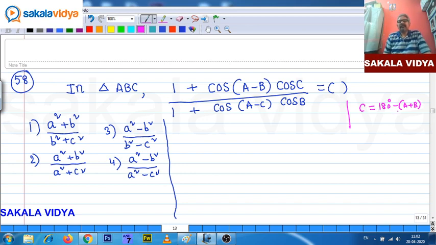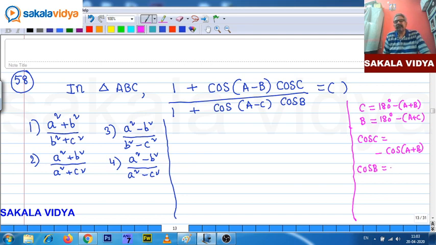C equals 180 degrees minus A plus B, whereas B equals 180 degrees minus A plus C. So now let us find cos C. Cos C equals cos of 180 minus theta, so minus cos of A plus B. Now cos B equals cos of 180 minus of A plus C, which is minus cos of A plus C. This is my plan.